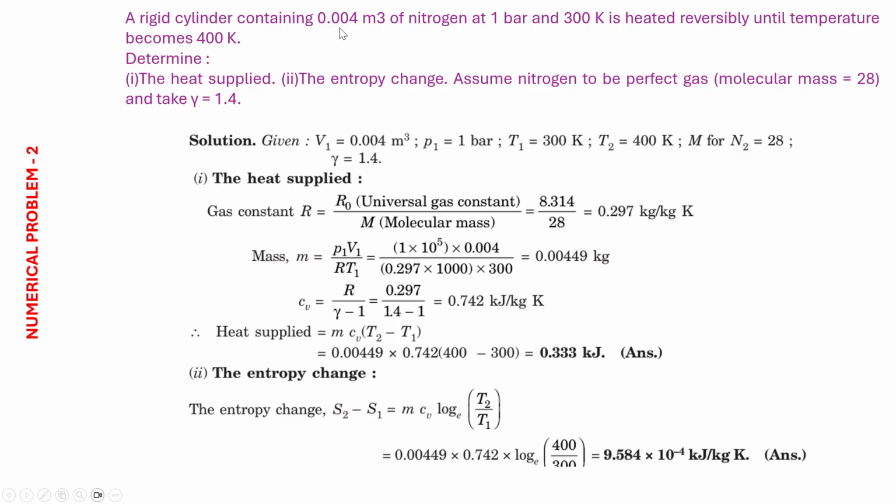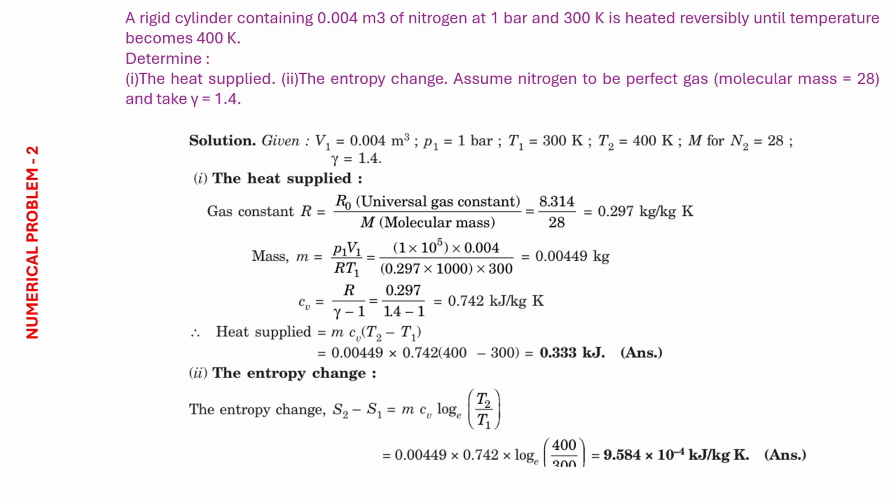A rigid cylinder containing 0.004 meter cube of volume and 1 bar pressure at 300 Kelvin. These are all the initial condition data sets. It is heated reversibly until the temperature becomes 400 Kelvin. Now determine the heat supplied and the entropy change. Assume nitrogen to be a perfect gas. Now we are going to deal specifically with nitrogen. The problem may be slightly varied by introducing a few more chemicals in place of nitrogen.